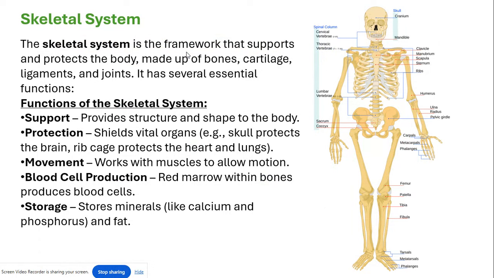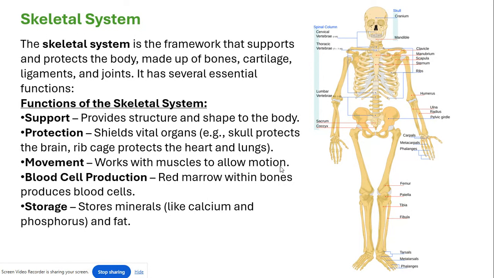The skeletal system is the framework that supports and protects the body, made up of bones, cartilage, ligaments, and joints. I'll be making a video on ligaments, tendons, joints, cartilages, etc. very soon, yeah? It has several essential functions. What are the functions of the skeletal system? First is support. It provides structure and shape to the body. It provides protection, shielding vital organs. The skull protects the brain, the ribcage protects the heart and lungs. These are all vital organs, yeah?